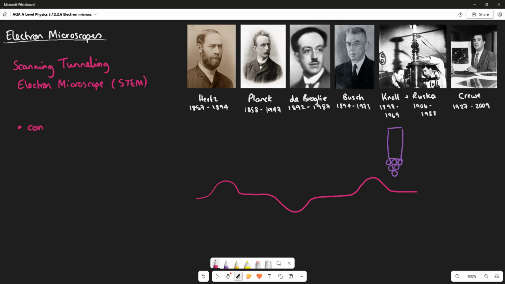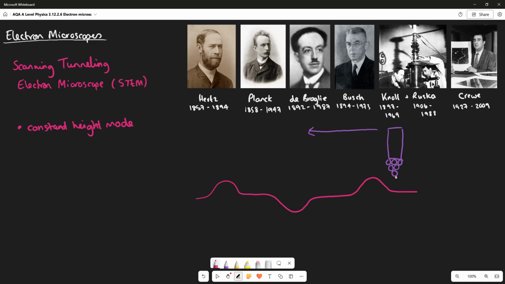We can use the constant height mode, where the probe moves across the surface, maintaining the same height at all times. And what will happen is that when the probe is very, very close to the material, like it would be at this point here, the current from the electrons jumping across the gap will be very high. And that's because electrons are more easily able to jump a short gap than they would be able to jump a larger gap.